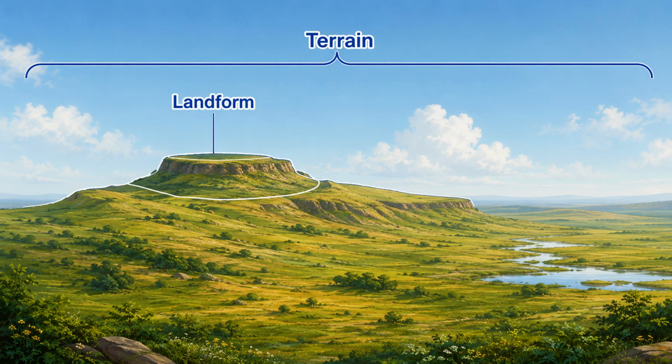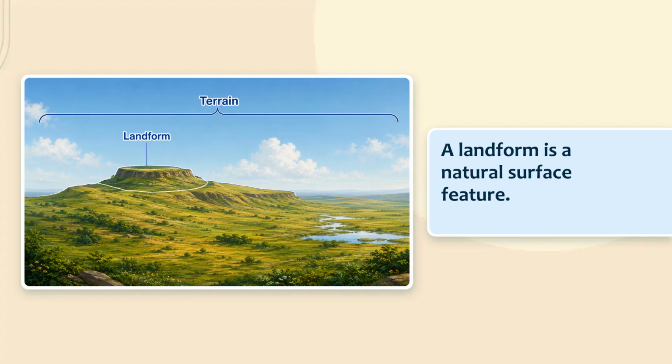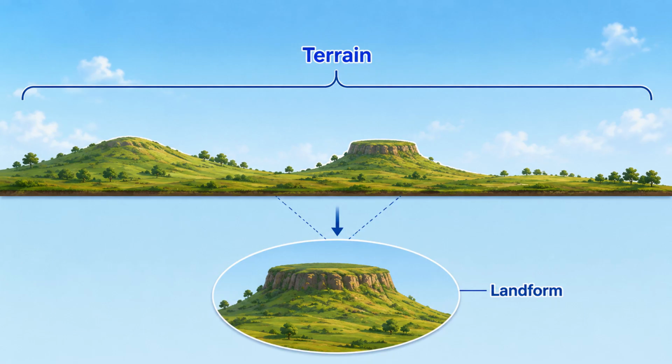A landform is one natural feature of Earth's surface. Terrain describes the overall character and shape of the ground across the wider area. Notice what the whole view is showing. A landform is a natural surface feature. Terrain describes the wider ground shape around it. We describe the natural surface, not human-made objects on it. Landform names one natural feature, while terrain lets us describe the ground across the wider area.